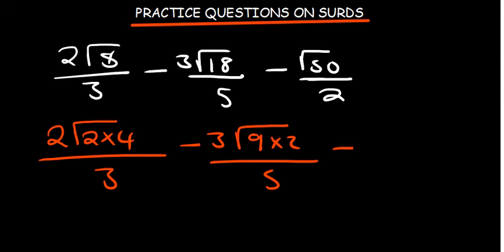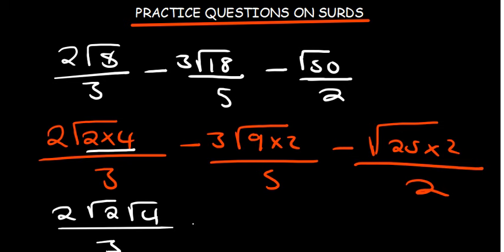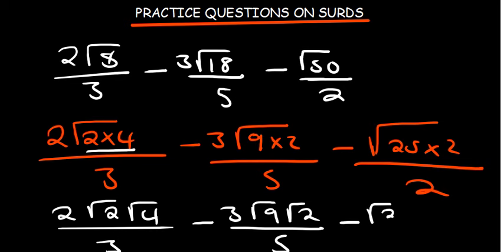Then 50 is the same as what? It is the same as 25 by 2 over 2. Okay. So we know 2 root of 2 by 4 is the same as root of 2 root of 4. So we're dividing by 3, minus, in the middle part, root of 9 by 2 is the same as root of 9 root of 2 over 5. Then the other part, root of 25 root of what? Root of 2 over 2. Okay, let's try to move.